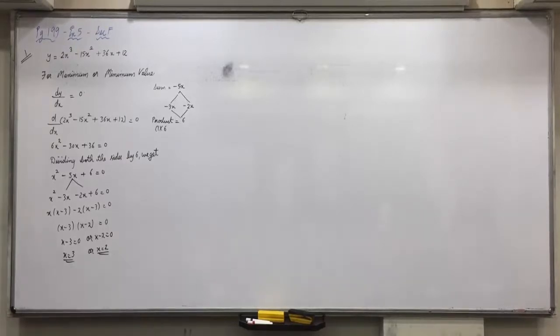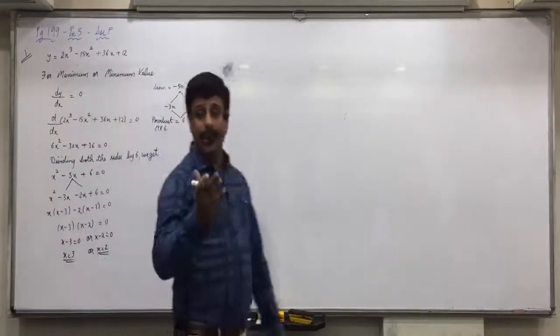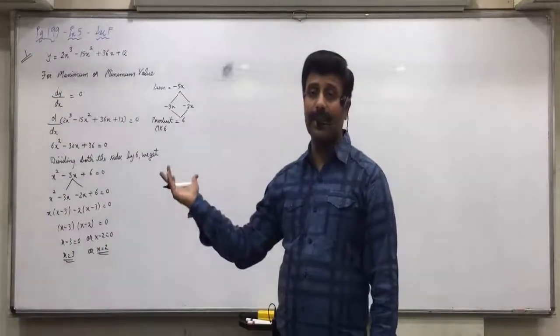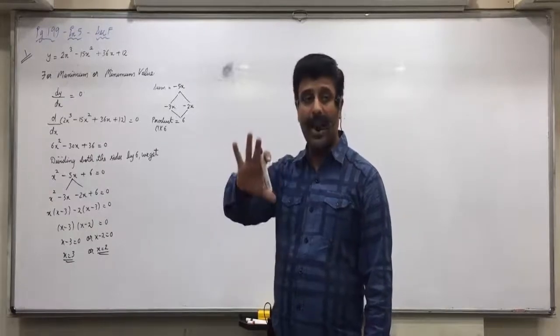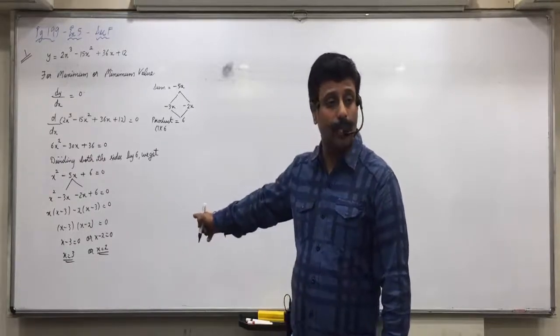First step is clear. Okay, dy by dx in maximum or minimum value must be equal to 0. So at either of these two values, the y will be maximum and at the other one the y will be minimum. Means either at x equals 3 it will be maximum or minimum and vice versa at x equals 2, which we have to find. Now the second condition is d square y upon dx square. If that is positive then it's minimum, if that is negative then it's maximum. So that we have to find by putting x equals 3 and 2.